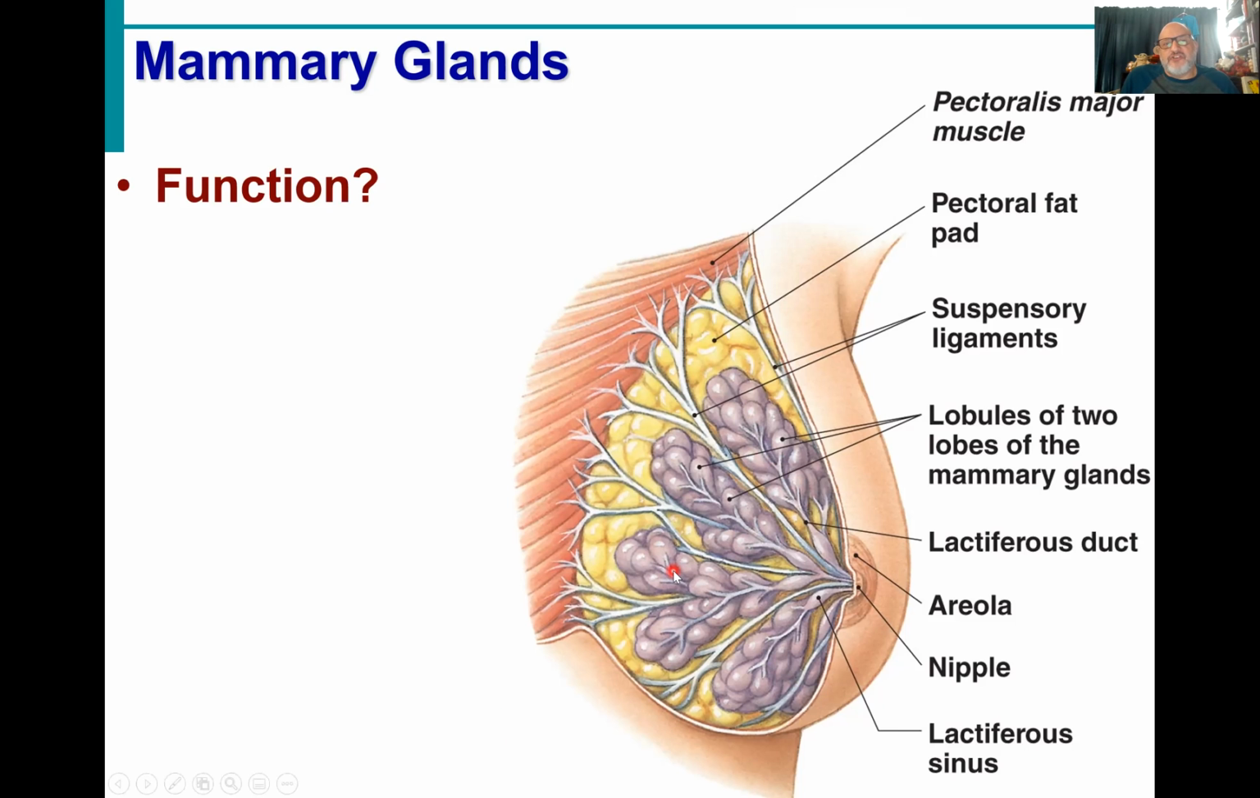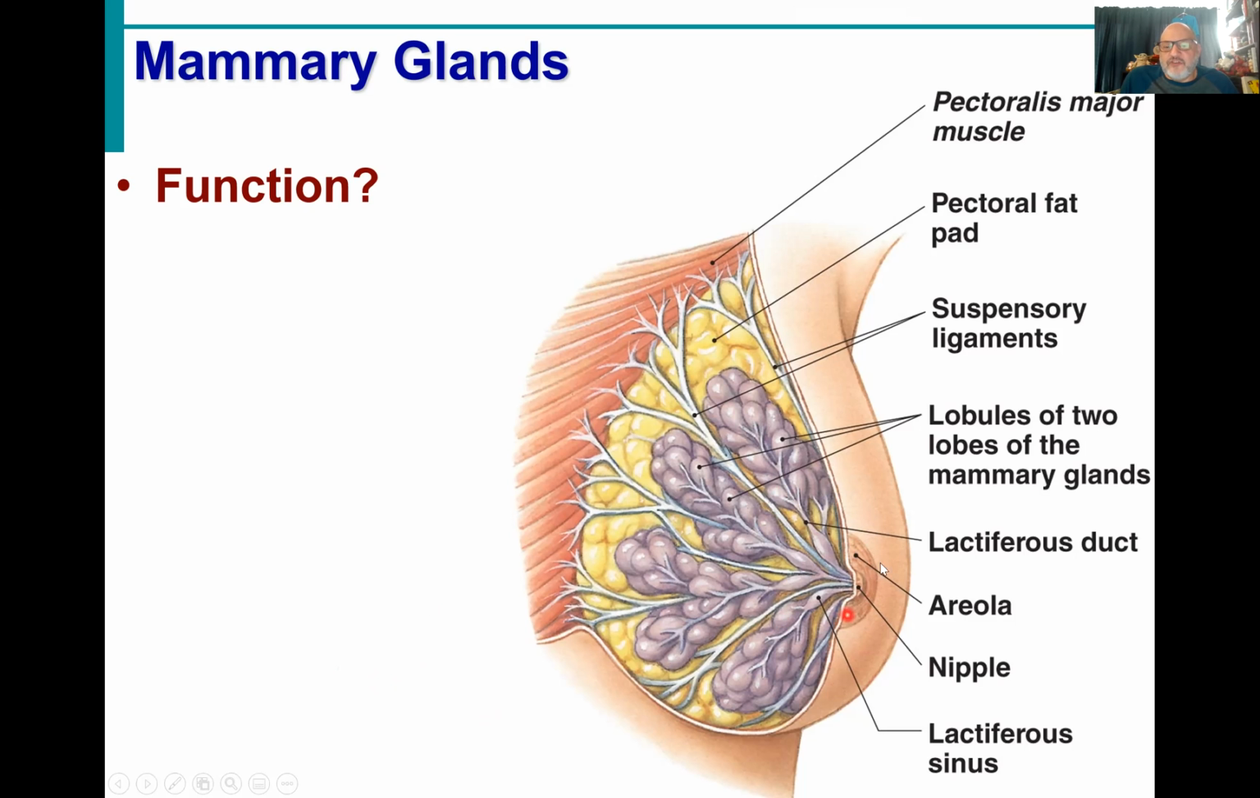And of course, we know the function of these mammary glands is to produce milk for the baby. As you can see, there are multiple lobes to these glands that then feed out into a lactiferous duct into a big full space called the lactiferous sinus. And then it's the lactiferous sinus that's opening is within the nipple. You can see that there are multiple openings because there are multiple lactiferous sinuses.